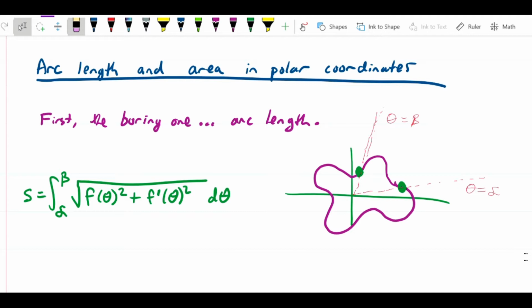This is really not an interesting topic, arc length in polar coordinates. So just bear with one example. I'm going to give you the formula and I'll show you how to use it, and then we'll go on to area, which is the much more interesting topic.